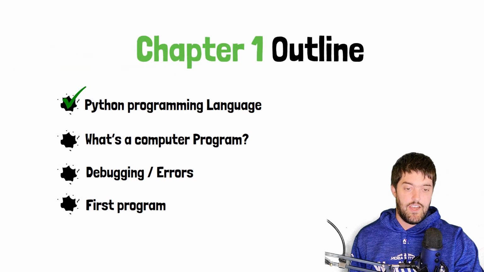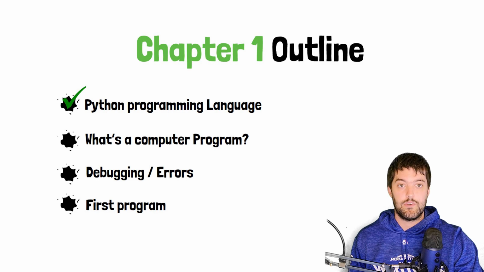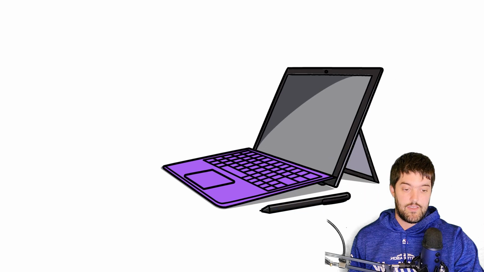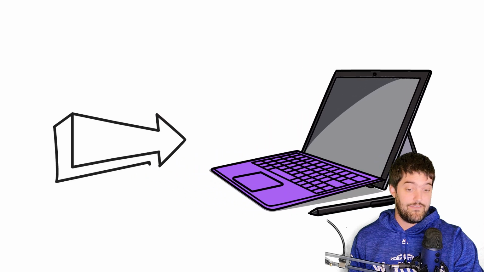All right, we're going to check that off. So now we're through the Python programming language. Let's talk about what is a computer program and what makes up a computer program. So a computer program is actually relatively simple when you break it down into the 4 little sections that we're going to talk about here.